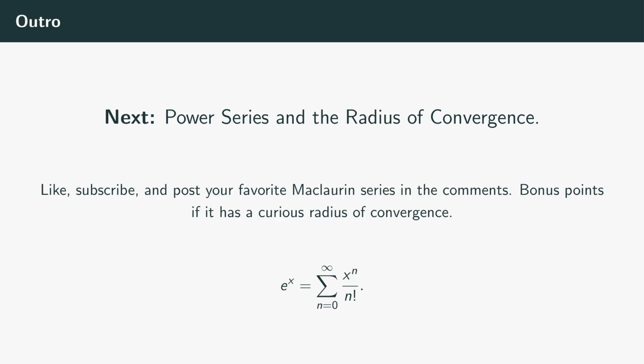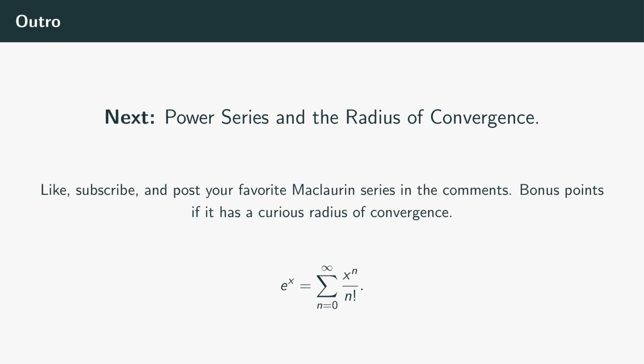Next episode, power series and the radius of convergence. We've seen that the Taylor series for 1 over 1 minus x converges only when the absolute value of x is less than 1, while the Taylor series for e to the x converges everywhere. Why? We'll prove that every power series has a number r, the radius of convergence, such that the series converges for the absolute value of x minus a less than r, and diverges for the absolute value of x minus a greater than r. And we'll compute r for every series we've met today.